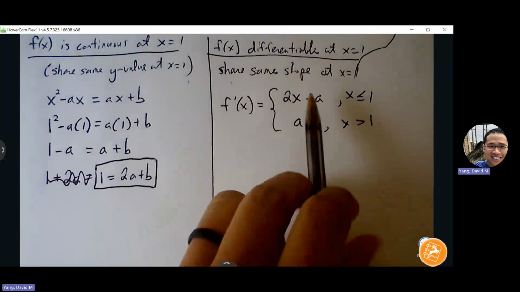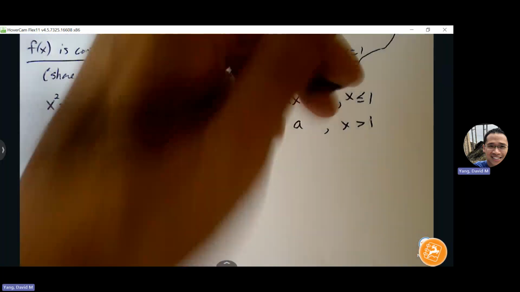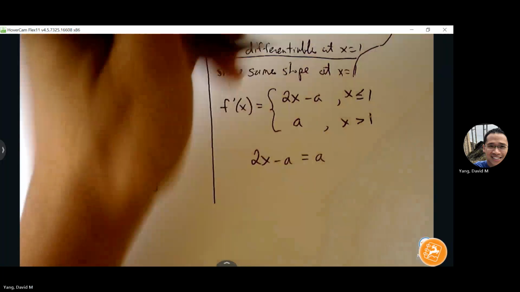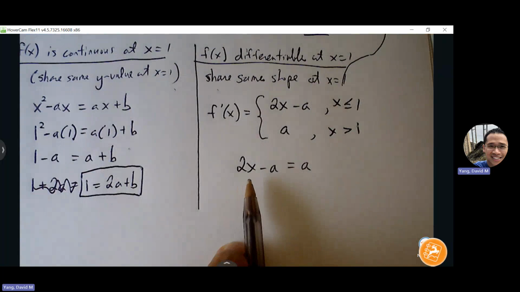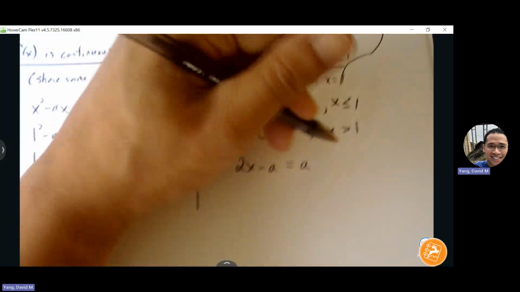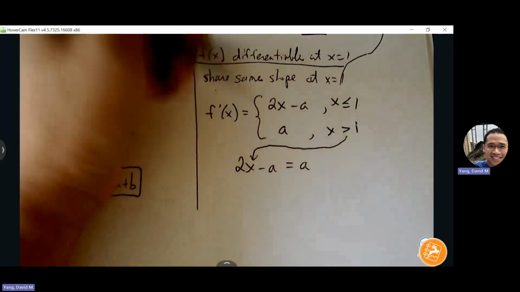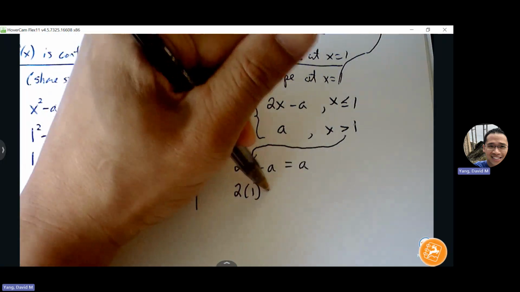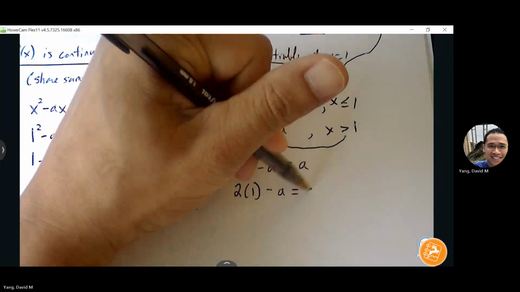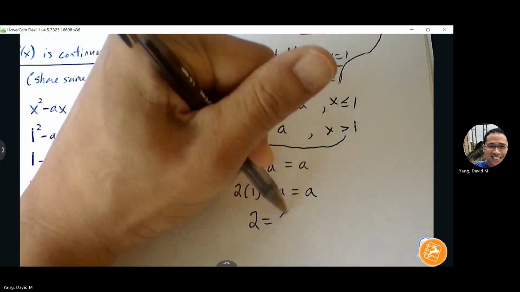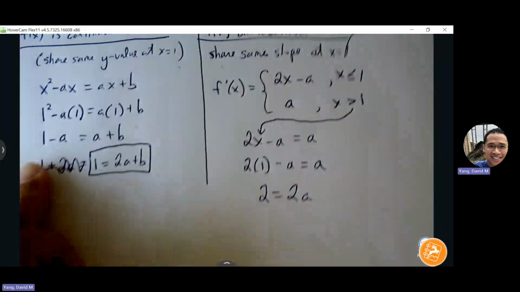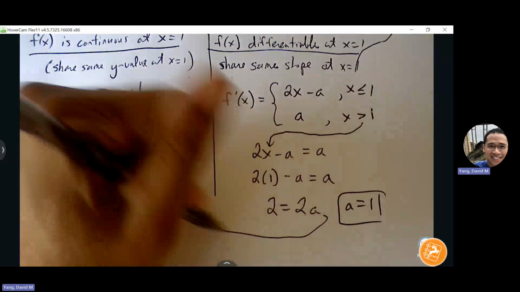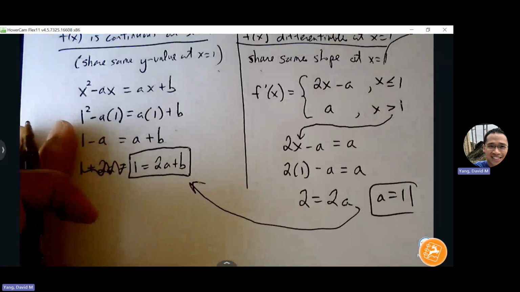Now that I have my derivatives, I'm going to set them equal to each other. I know what my x value is. What's my x value? At 1, because this behavior is occurring only at 1. They're only going to share the same slope at 1, so we can replace x with 1. Then we have something that works. a is 1. And if we can solve for a, now we can turn around and solve for b.